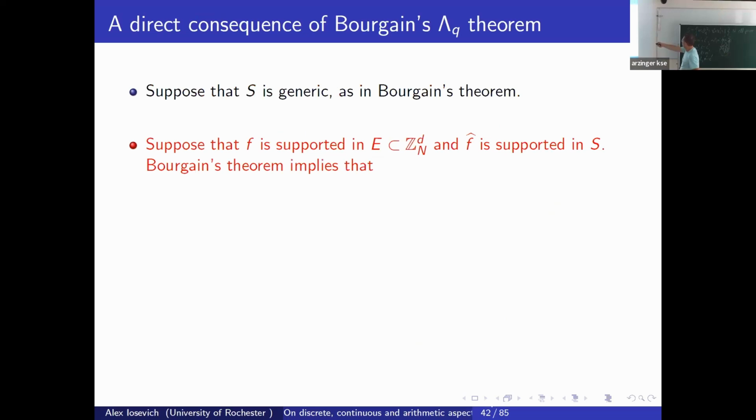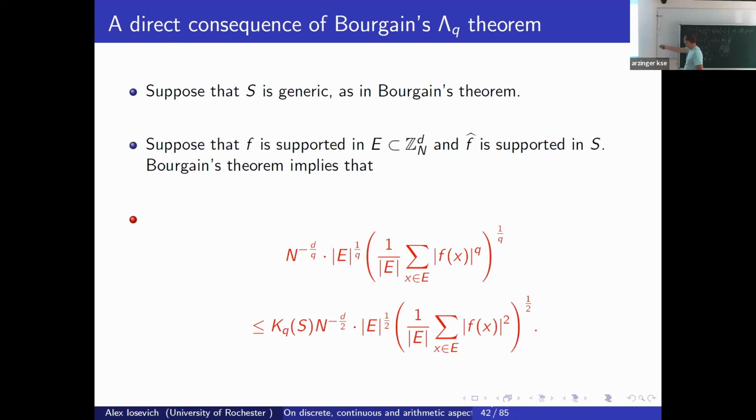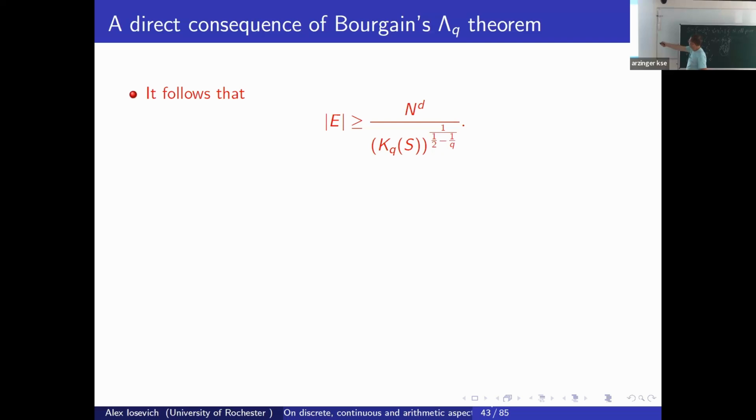So suppose that estimate holds, and suppose that f is supported in E and its Fourier transform is supported in S. Let's rewrite Bourgain's inequality in the following way. You notice that we pulled out N to the minus d over q, and we restrict to x in E because by assumption f is supported in E. We normalized by the size of E and pulled out the size of E to the 1 over q. Is it clear what is being done? Then we simply put all the sizes of E on one side, all the sizes of N on the other side, and we use the fact that the L2 norm is bounded from above by the L^q norm, by Hölder's inequality. We get that the size of E is bigger than or equal to N^d divided by K_q(S), to the power of 1 divided by (1/2 minus 1/q).